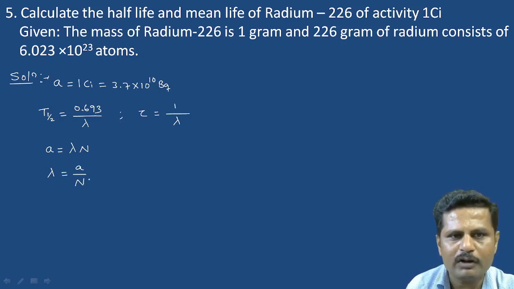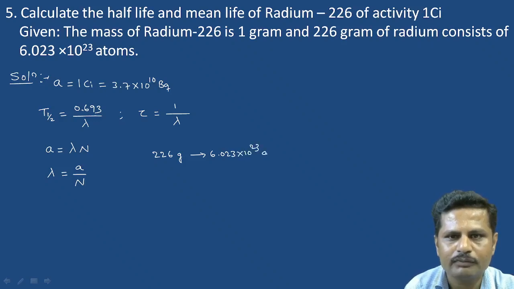But we don't have the number of atoms present in 1 gram of radium-226. So let's find out the number of atoms present in 1 gram of radium-226. We know that 226 gram of radium consists of 6.023 into 10 raised to 23 atoms. Now we need to find out how many atoms 1 gram of radium consists of. Let me take this as n.